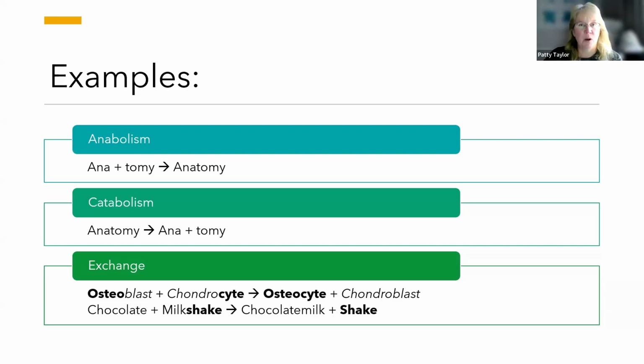So some ways to think about what we've been doing. You can play with words. So to build the word anatomy, you use two word roots, ana and tomy, to create the word anatomy. That's an anabolic or a building reaction. And you can do the same thing by breaking it down. Just take the word and break it into its word parts. That is catabolism. And then finally, if you just rearrange words such as osteoblast and chondrocyte, switching apart those word roots, you can create an exchange reaction. Same thing with a chocolate milkshake. You can create chocolate milk and a shake just by rearranging those word roots.